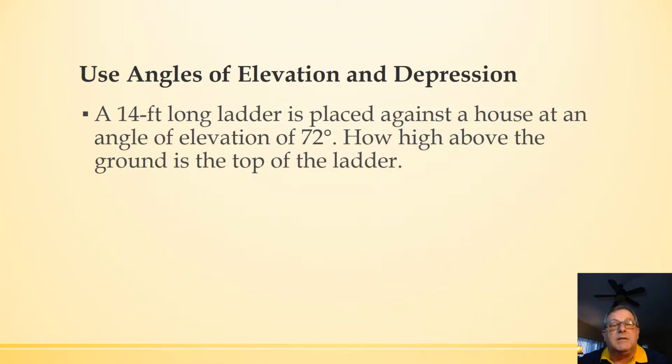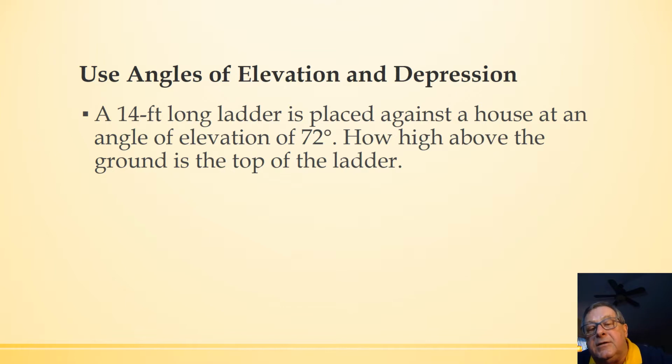And so again, this is all coming from page 794 in our textbook. And here we're told we have a 14-foot long ladder, and it's placed against a house at an angle of elevation of 72 degrees. How high above the ground is the top of the ladder?